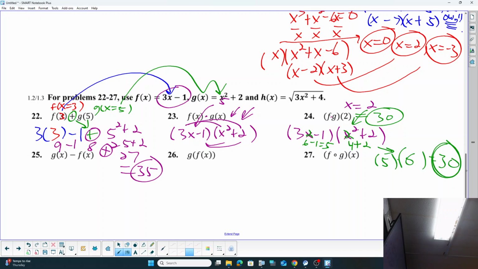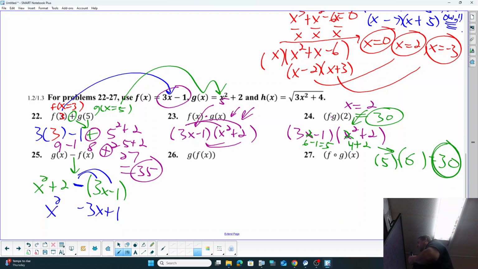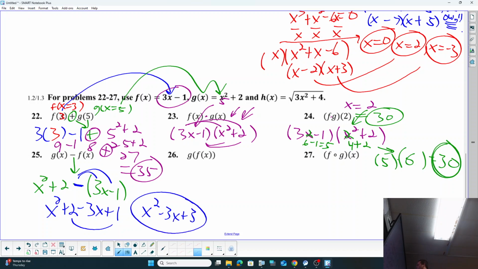Beautiful. So g of x minus f of x is taking x squared plus 2 and minusing f of x, which is 3x minus 1. Don't forget to distribute the negative through, so it's negative 3x plus 1. Then you have your x squared plus 2, and 2 and 1 is 3. So we have x squared minus 3x plus 3. Boom.